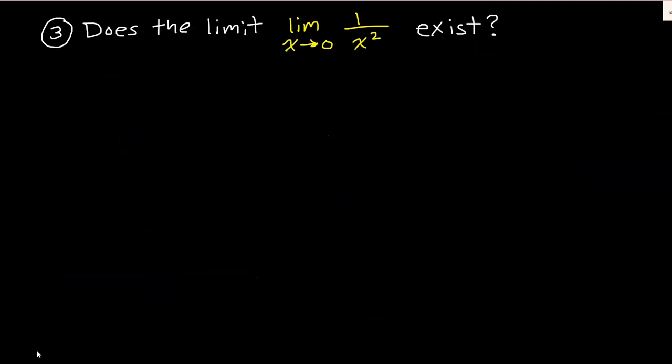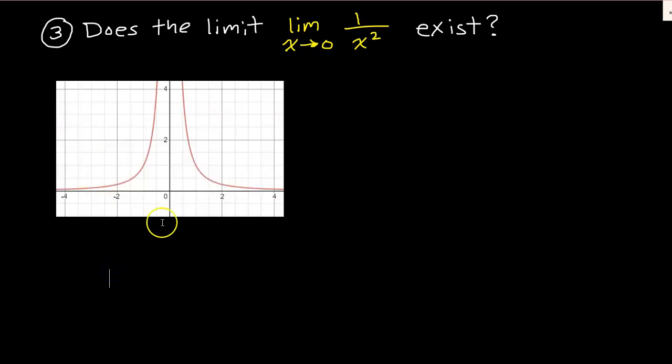Let's take a look at another example. Does the limit of 1 over x squared as x approaches 0 exist? I think we should take a look at the graph for this one. All right, so here's what the graph of the function looks like.